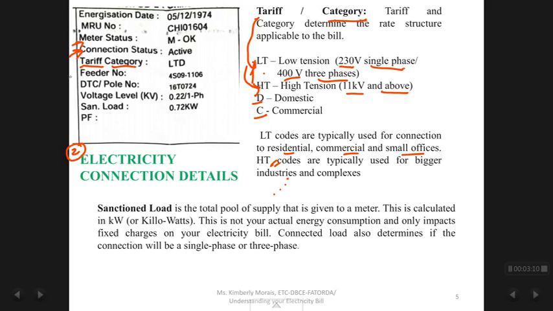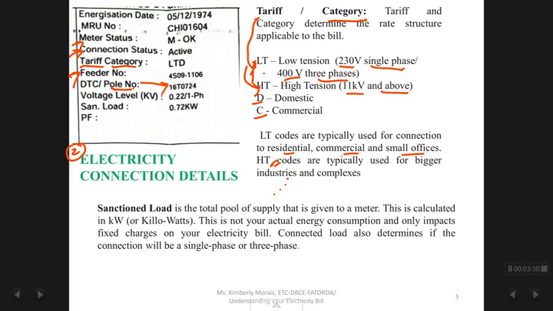Then the next thing, the feeder. You will have a transformer in your locality. The transformer will have a number, and that gives your feeder number. Now what is your pole? There is a pole from which the connections go to your homes. In your ward, there will be one pole beside the transformer. So this is that particular pole number.